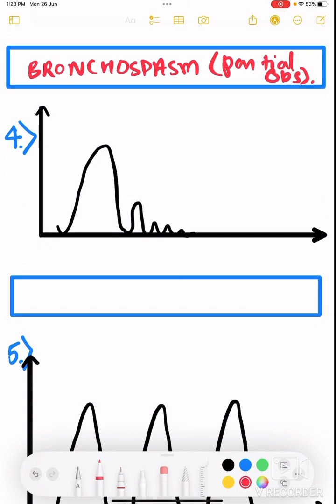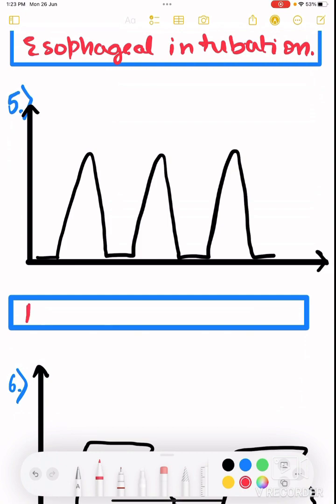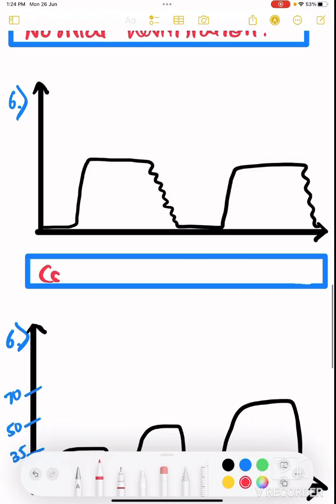Next, coming to the fourth graph, this occurs when we do esophageal intubation. This type of graph is seen in esophageal intubation. This is normal ventilation curve. Normal ventilation means when the patient is breathing on his own, right? And the ventilator machine is not giving the breaths. This is cardiac oscillation. This is seen when there is cardiac oscillation.